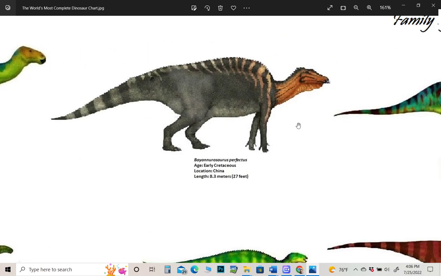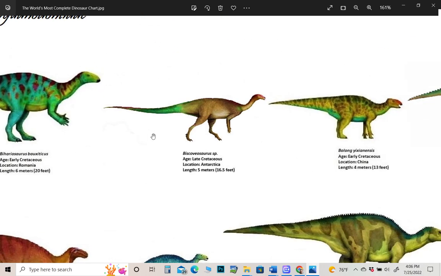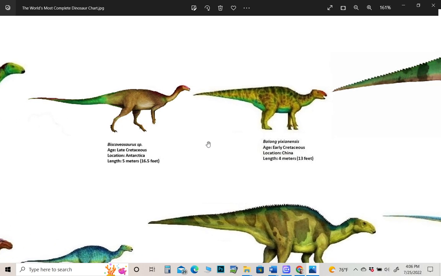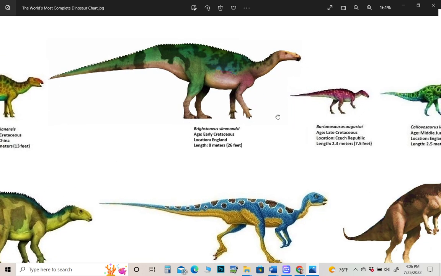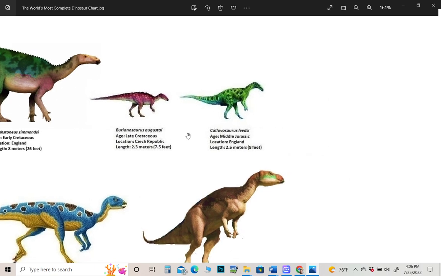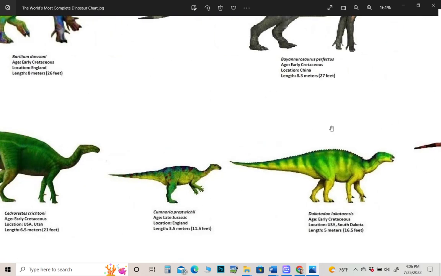Beryllium, Bayaneurosaurus, Bihariosaurus, Biscoviosaurus, this is the dubious dinosaur, the 7th Antarctic dinosaur, which is not officially named yet, but it's tentatively named Biscoviosaurus, even though it doesn't have an official paper yet. Bolong, Brysonius, Burianosaurus, Colovosaurus. Next line.